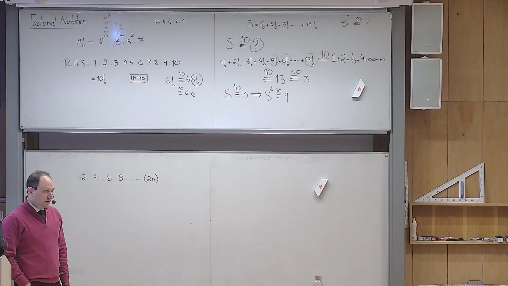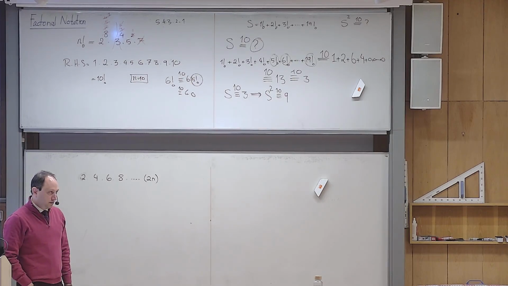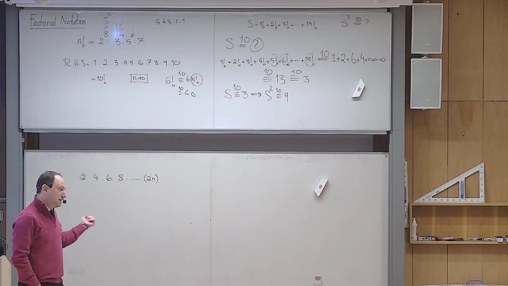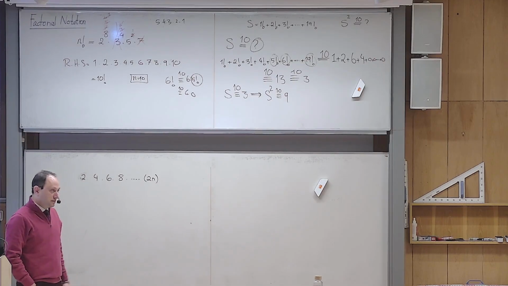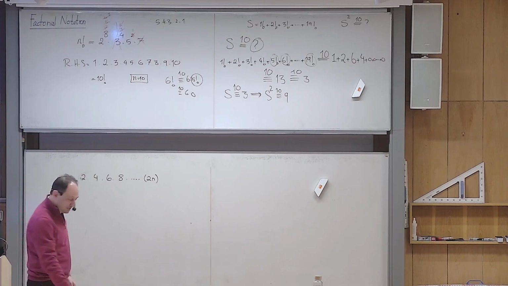Yes? If you factor out the 2, then you get 2 times 1 times 2 times 3 times 4 up to n, then it's 2 times n factorial. Your idea is correct, but you made a minor mistake. This is not factoring out 2, because 2 is involved in each one of these factors. Yes? So factoring is like this.